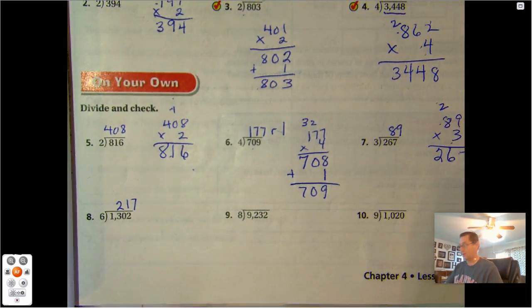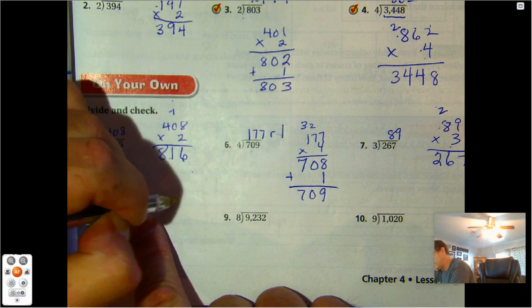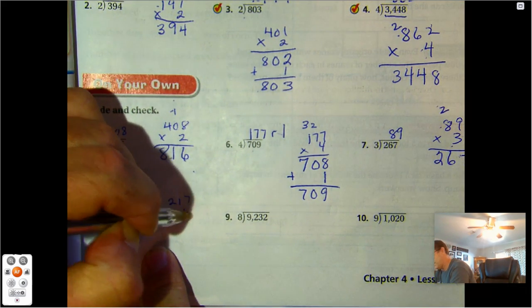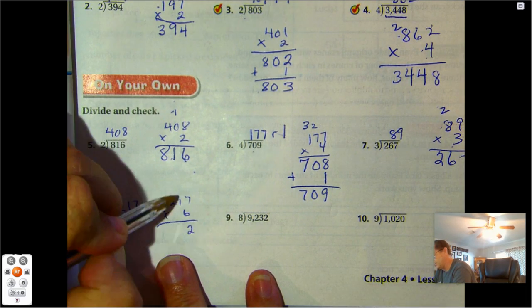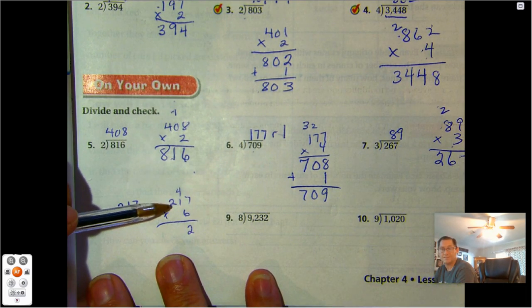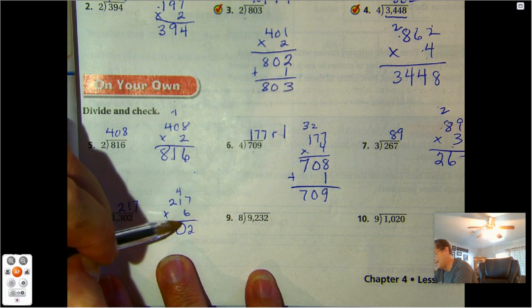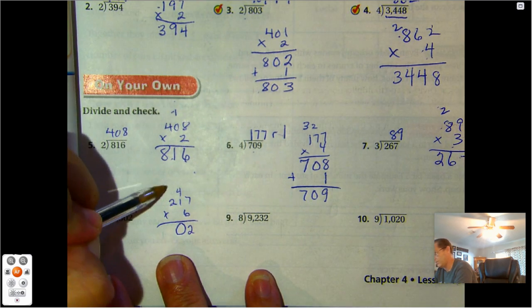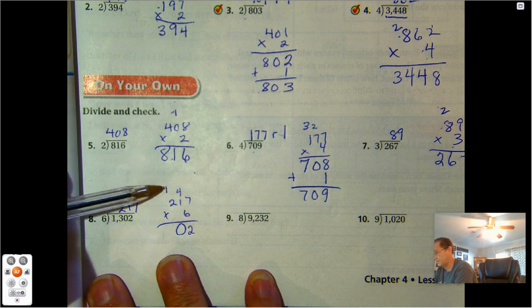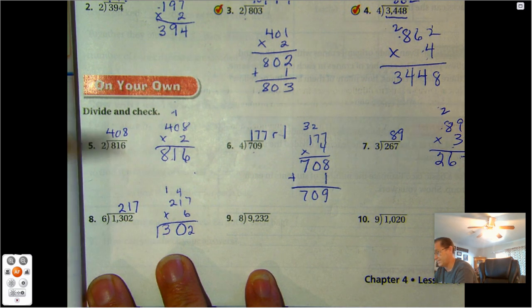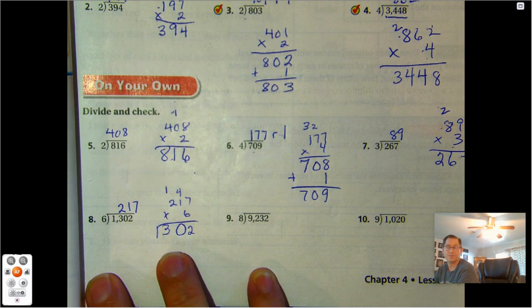So if I take my quotient, 217, multiply by the divisor 6, I should get the dividend. 6 times 7, 42. 6 times 1 is 6, plus 4 more is 10 tens. I'm going to regroup that as 100. 6 times 200 is 1,200, plus the regrouped 100, 1,300. 1,302 matches. Move on to number 9.